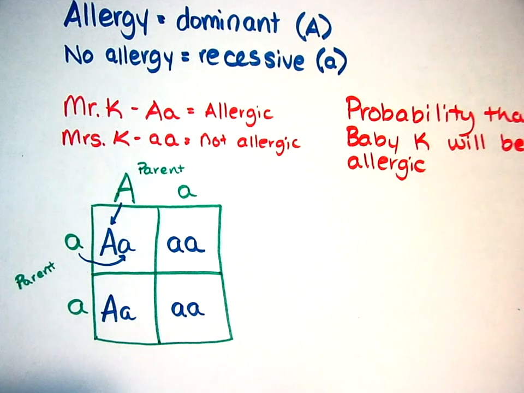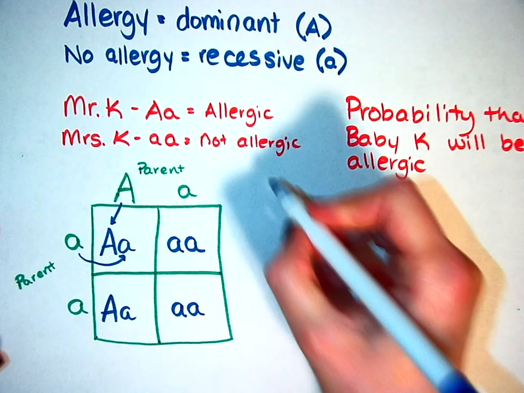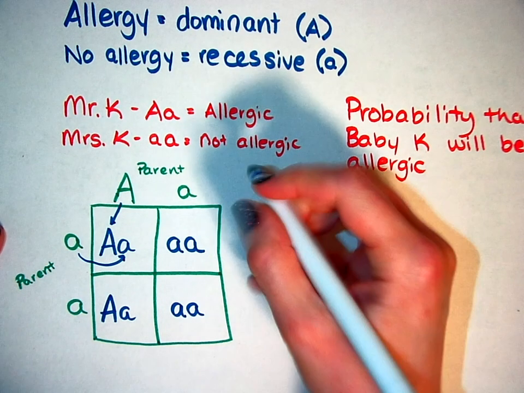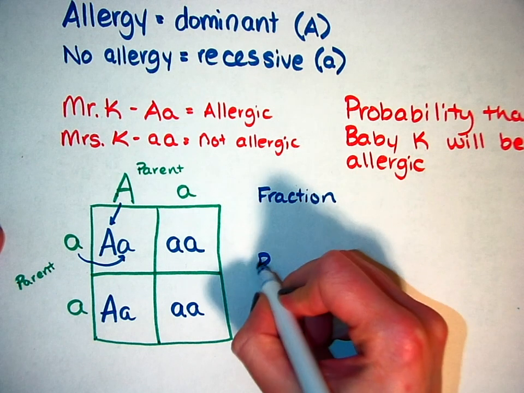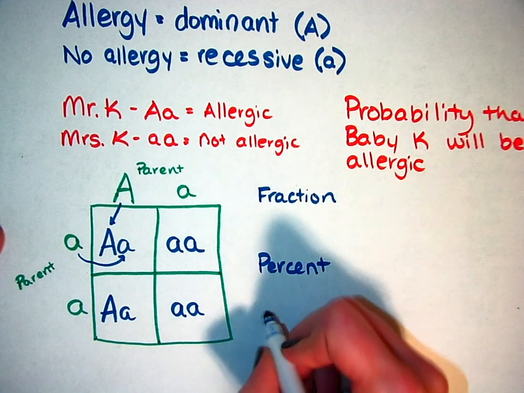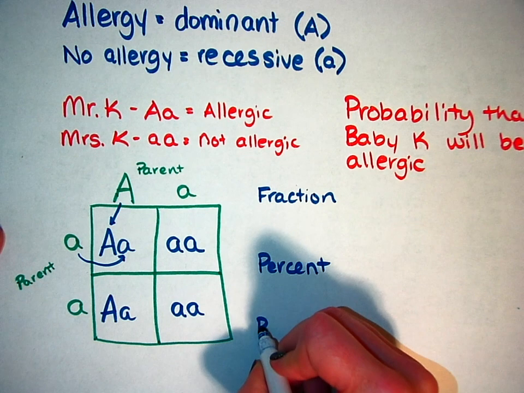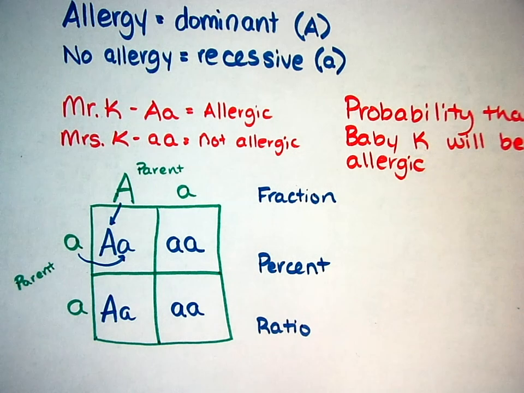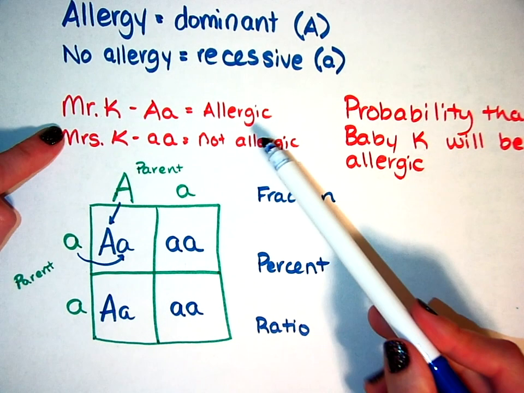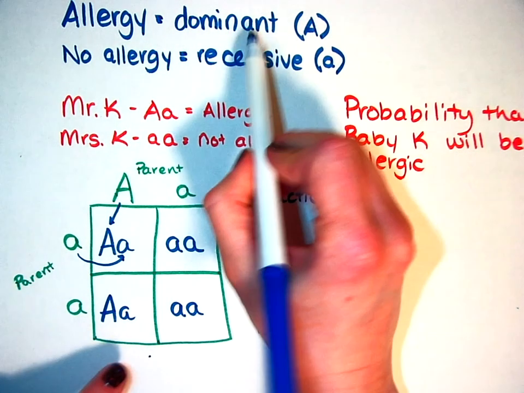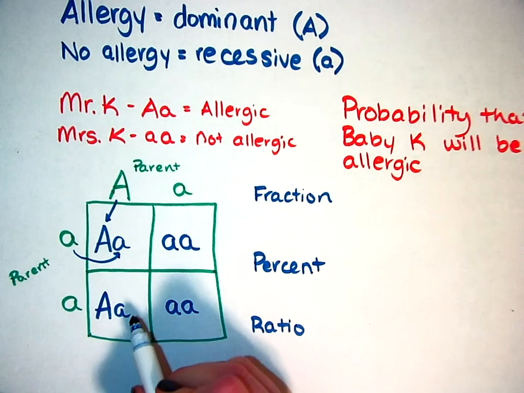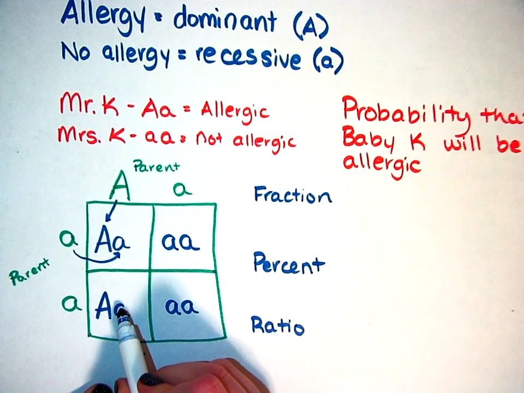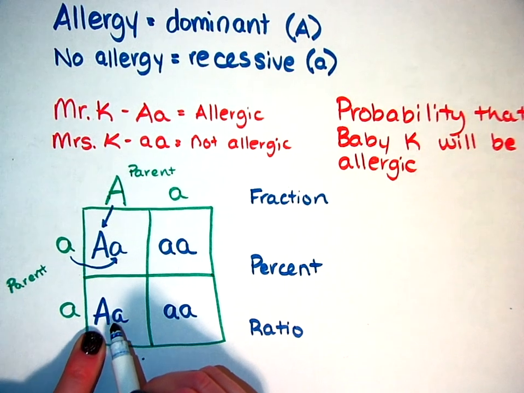So now we want to know what's the probability. There are three ways we can represent probability: as a fraction, as percentages, or as a ratio. If we look at these, how do we know if this baby is allergic or not? Any time the baby has at least one copy of the dominant allele, the baby is going to have an allergy. So we see that in two of the boxes, the baby has one copy of the dominant allele.